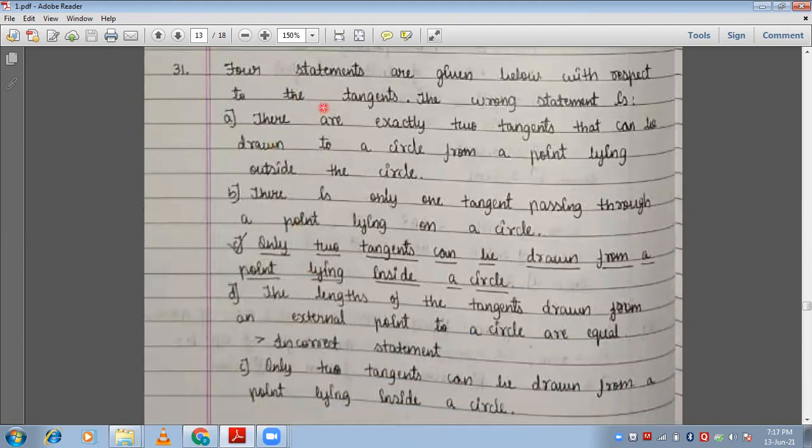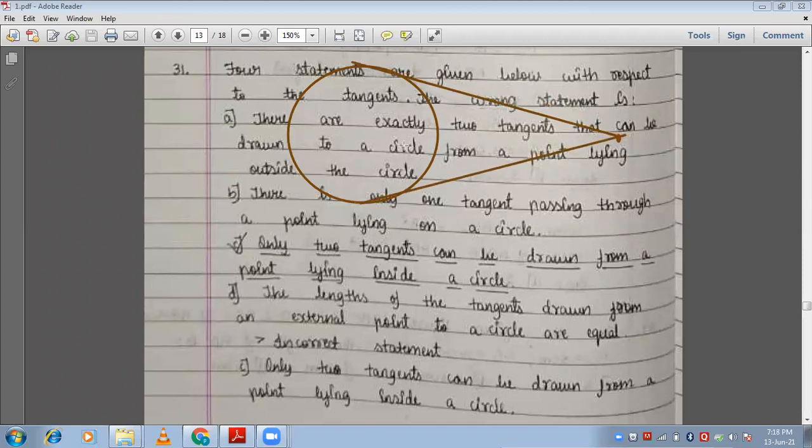Yes. 31st question. Four statements are given below with respect to tangent. You need to pick which statement is wrong. Okay. First one, there are exactly 2 tangents that can be drawn to a circle from a point lying outside the circle. Yes, of course, it is correct. So, this is a circle and this is the external point. How many tangents can you draw for this? 2 tangents. So, first option is correct.